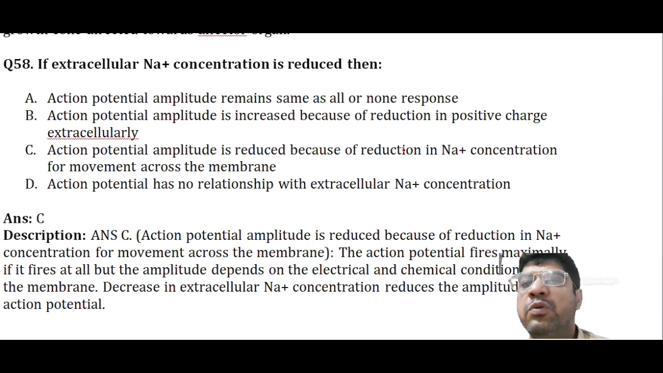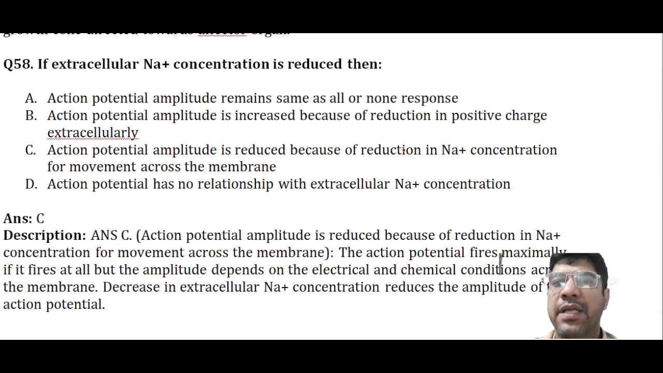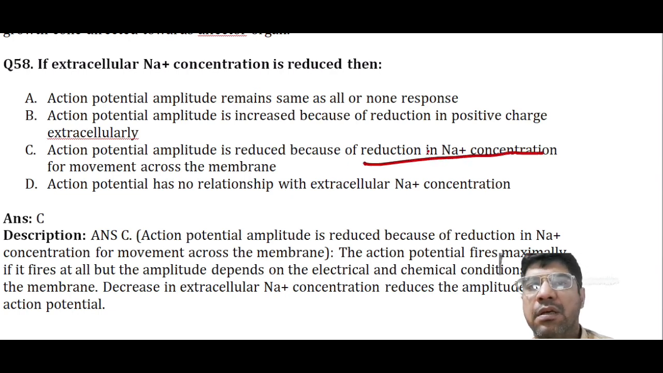So if you reduce the concentration of extracellular sodium, that means there are lower sodium ions outside the cell. So it becomes more challenging for the sodium ions to enter the cell during the action potential. With fewer sodium ions entering the cell, the amplitude of the action potential is reduced. So the answer would be C.